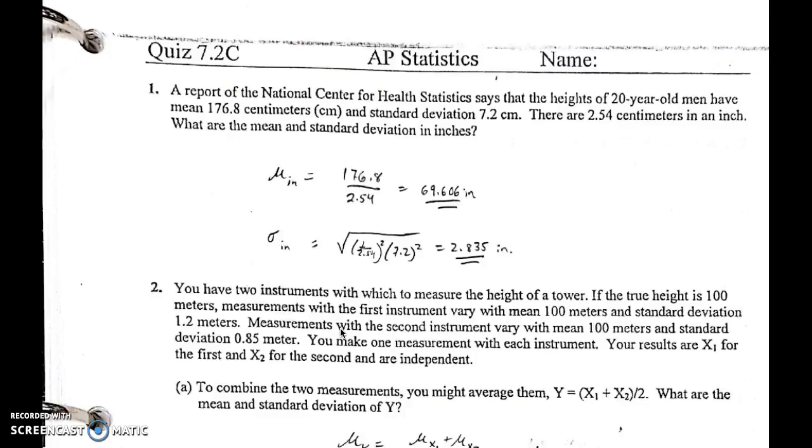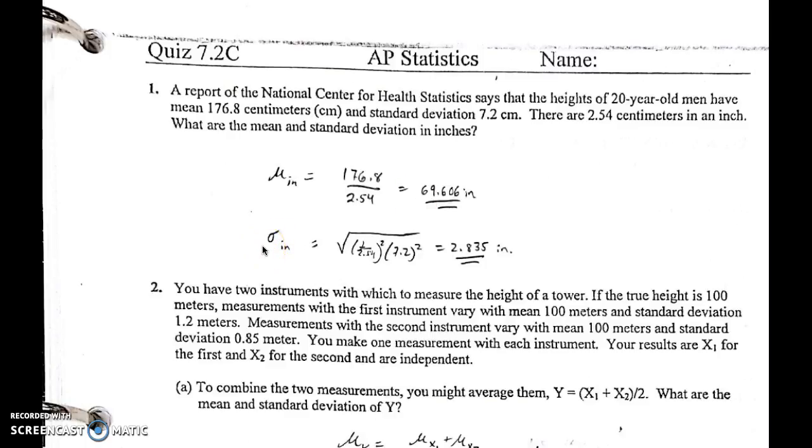So we're doing a conversion here, a transformation, and the transformation from centimeters to inches is that we are going to need to divide by 2.54. So to get the mean in inches, we take the original mean and divide by 2.54. That's just a straight multiplication by a factor, and that gives us 69.606 inches.